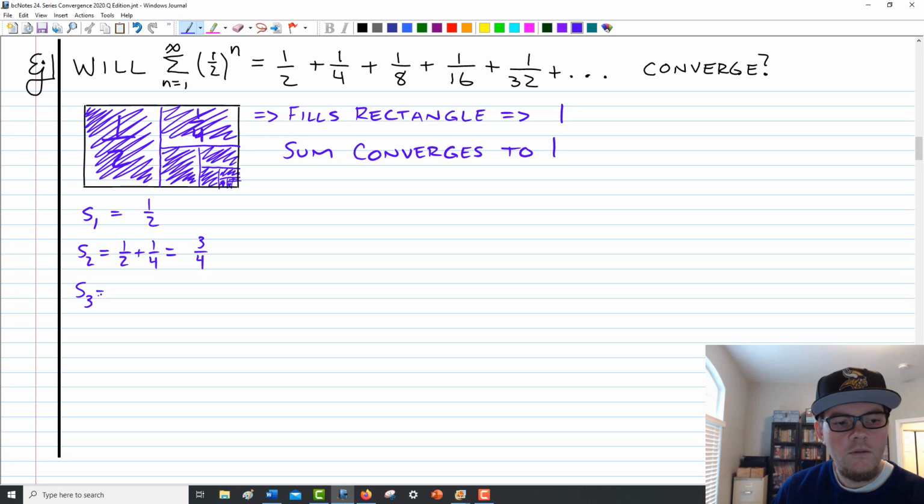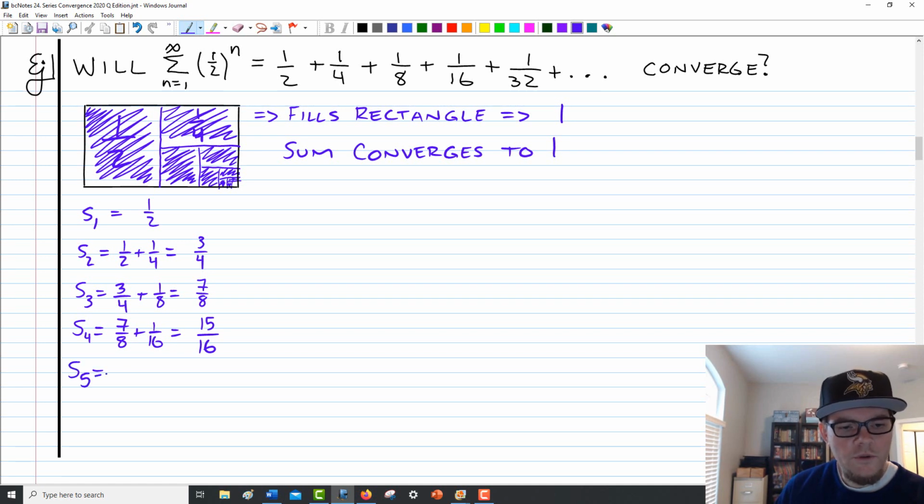If I go to s sub 3, that's going to be 3/4 from the first two plus 1/8. If we combine that together, 6/8 plus 1/8 is 7/8. If we go to the fourth sum, that'll be 7/8 plus 1/16. Maybe you're starting to see a pattern here. This will be 14/16 plus 1/16, which is 15/16. Let's go one more. That'll be the first four sum plus 1/32. That's going to be 30/32 plus 1/32, which is 31/32.